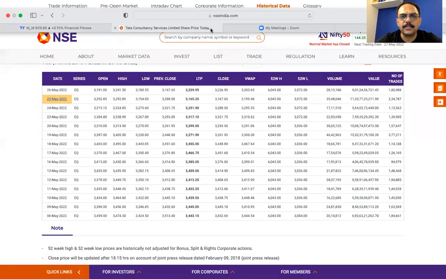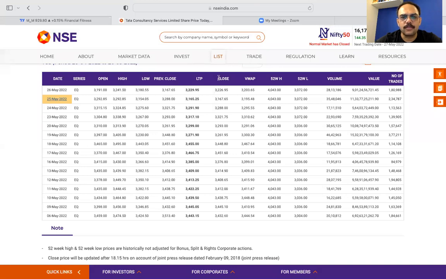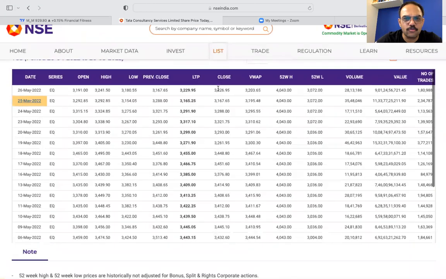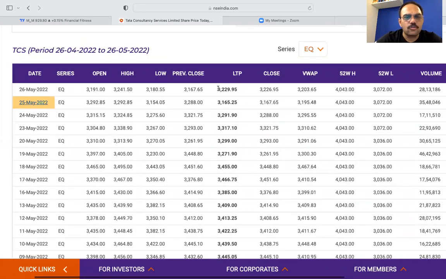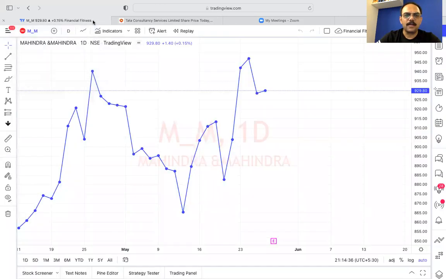Okay, Tata Consultancy. See, what is the 26th May? Can you see this is the close price, 3226.95? Can everyone see? Should I zoom in? So on 26th May, the close price is 3226.95. The same price is picked up and put on the chart.